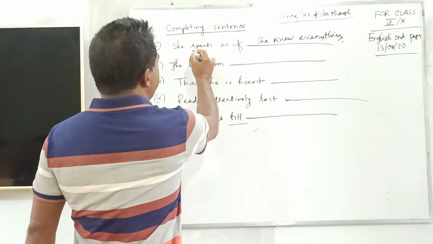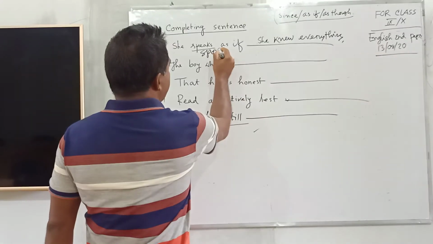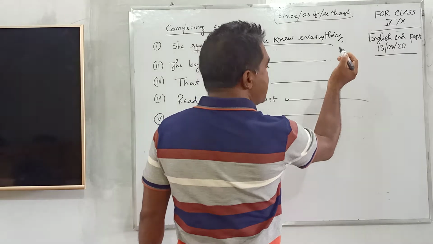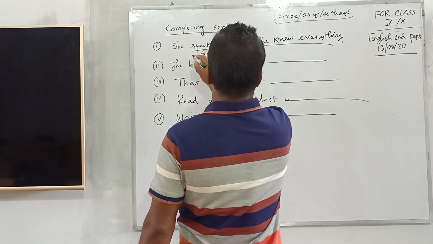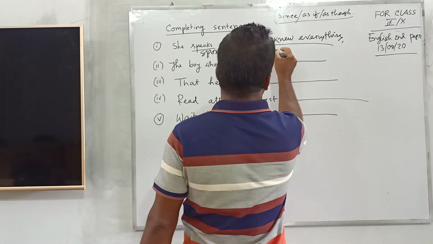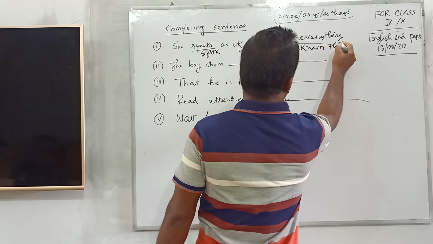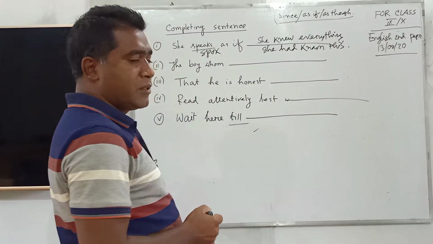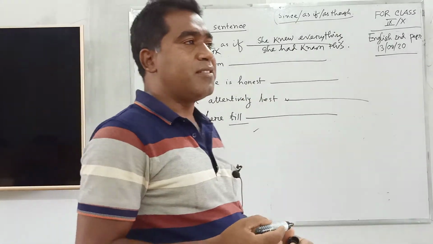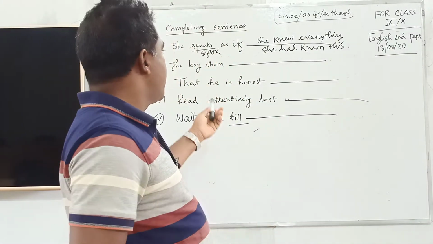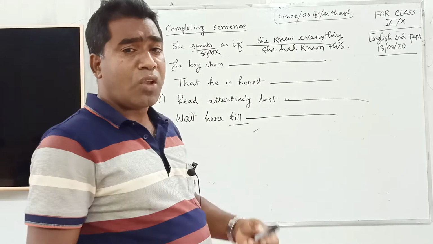If I use here "spoke," then this sentence must be in past perfect tense. She spoke as if she had known this. Okay? This is the first example, and the second example is that here "the boy whom."